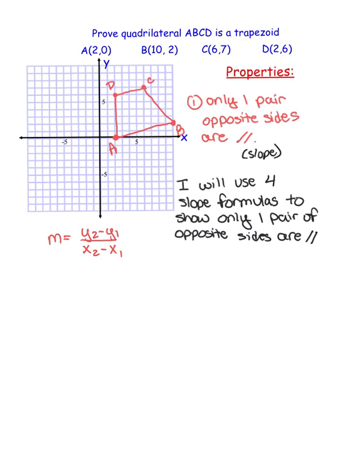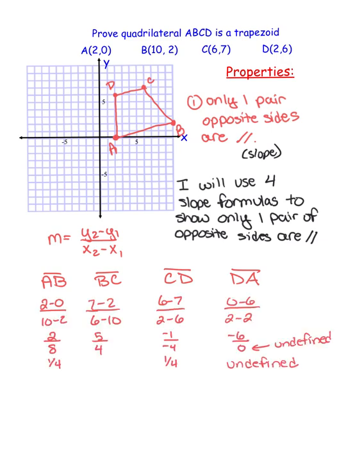So I'm going to do the slope of AB, BC, CD, and DA. I'm going to hit pause for a moment while I write this down. I'd like you to hit pause on the video and see if you can get your work done as well. Okay, so I did my 4 slope formulas, and if I look at what I got, this one came out to 1/4, this one came out to 1/4.